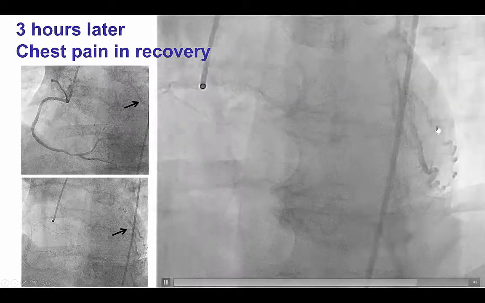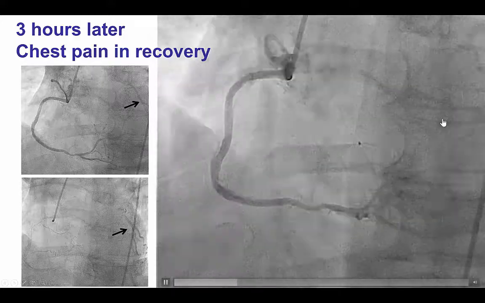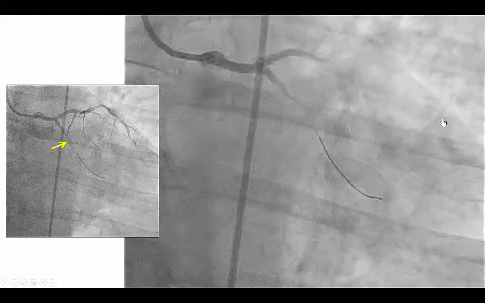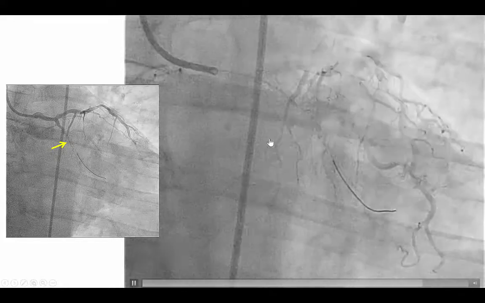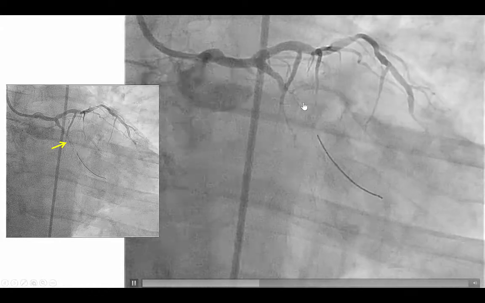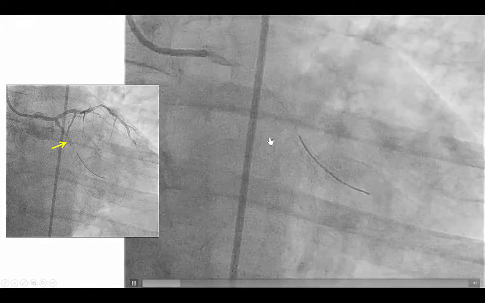However, there appeared to be some retrograde filling into the circumflex. And when we actually did an angiogram of the circumflex, there was occlusion of the mid-circumflex right at the site where we had been attempting to go retrograde into this epicardial collateral. We were able to advance a wire through, place a stent, and a nice result was achieved restoring antegrade flow into the distal vessel.